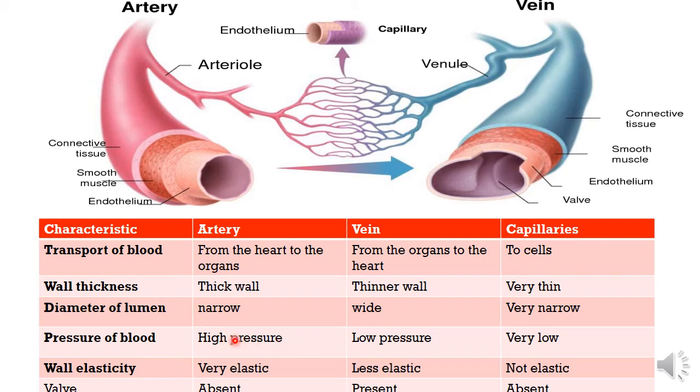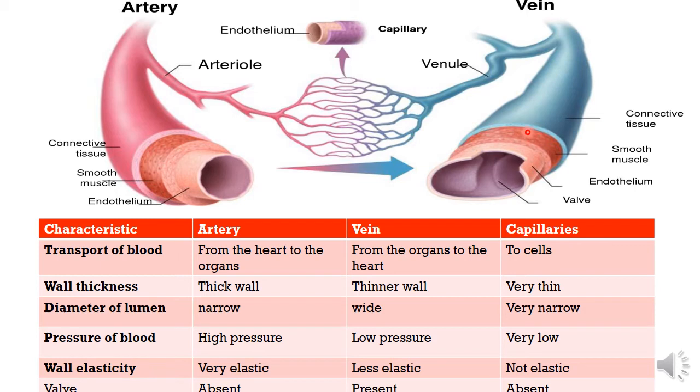Now, the pressure of blood, as we said, in the artery is very high, in the vein it's low, and in the capillary it's very low. So the blood is moving very slowly to allow the exchange of nutrients and gases. Now, the elasticity of the walls of the artery is actually very elastic. This prevents the arteries from rupturing due to the high pressure of the blood.